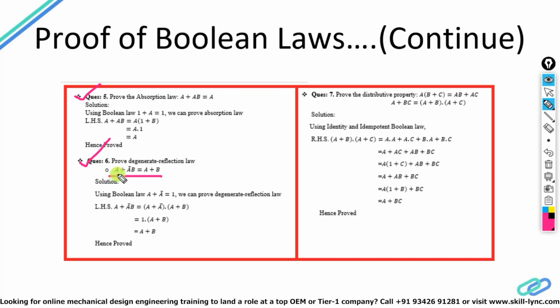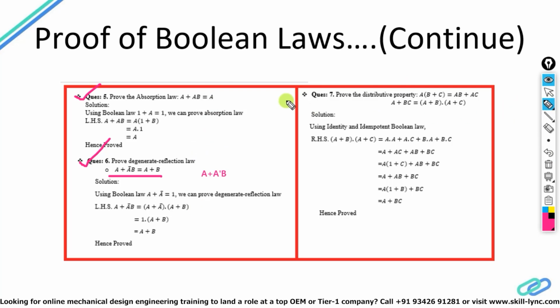That is A plus A bar B. So A plus A bar B, you can write as A plus A bar into A plus B. After that, we all know that A plus A bar is equal to 1. So it is equal to 1 into A plus B, and 1 into A plus B is equal to A plus B. Okay, so this is how we have proved the degenerate reflection law. Let's move to the new part.